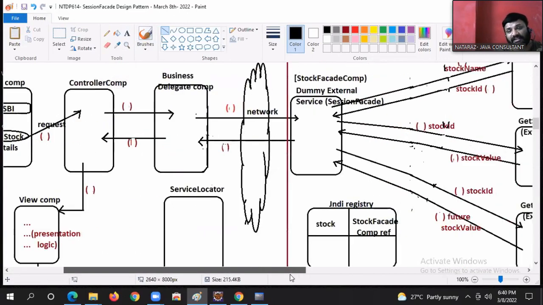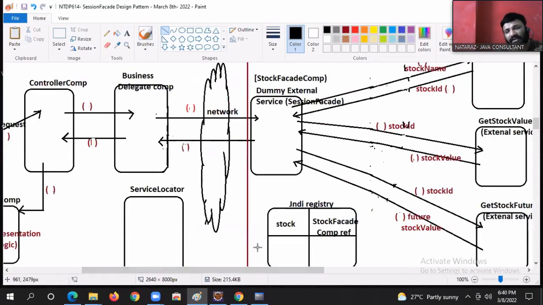To get this external component reference, definitely we have to use what? Service locator support. Service locator is there. Don't place JNDI lookup code in the business delegate. Always separate that code into the service locator. That is what we discussed yesterday, right?